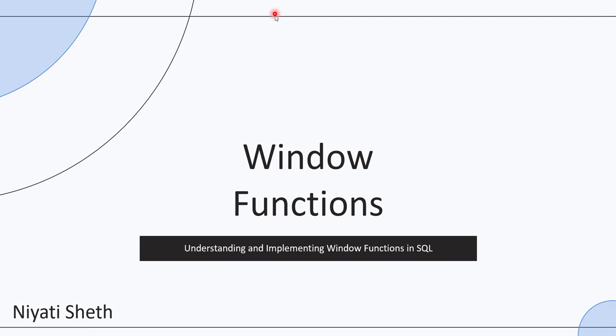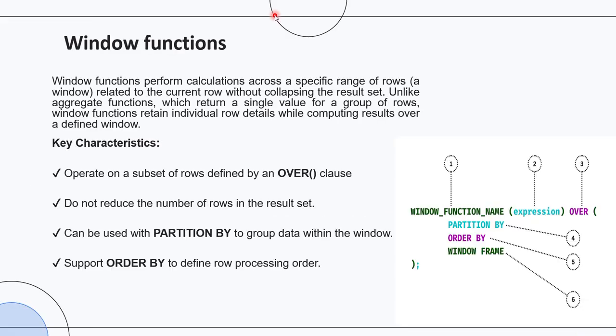Today, we will be exploring one of the most important concepts in SQL, that is window function. Window functions are widely used in data analytics and reporting because they allow us to perform calculations across related rows while still displaying every individual row in the result. By the end of this session, we will understand what window functions are, their key characteristics, and the different types of window functions available in SQL.